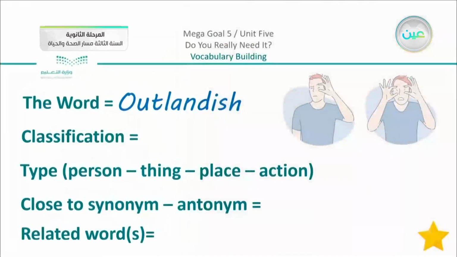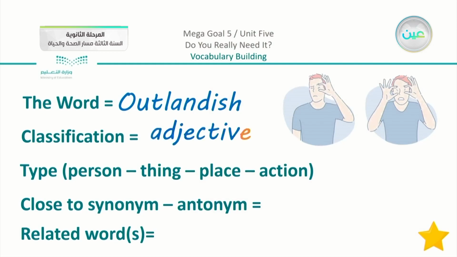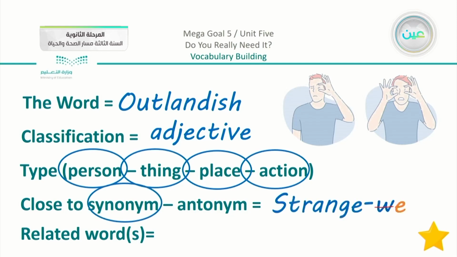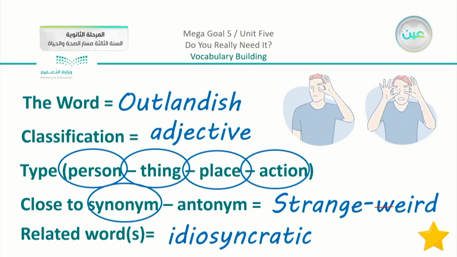So what is the meaning of outlandish? Here, I described the person, or I described the entrance, which makes it an adjective. It can be used for a person, to describe a thing, a place, or an action as well. To give you a close synonym, I can say that it is very close to something that is strange or weird. And we can relate it also with idiosyncratic. Do you remember idiosyncratic from the lesson that we took, Listen and Discuss in Unit 4, when we described Andy's toys, that they are idiosyncratic?